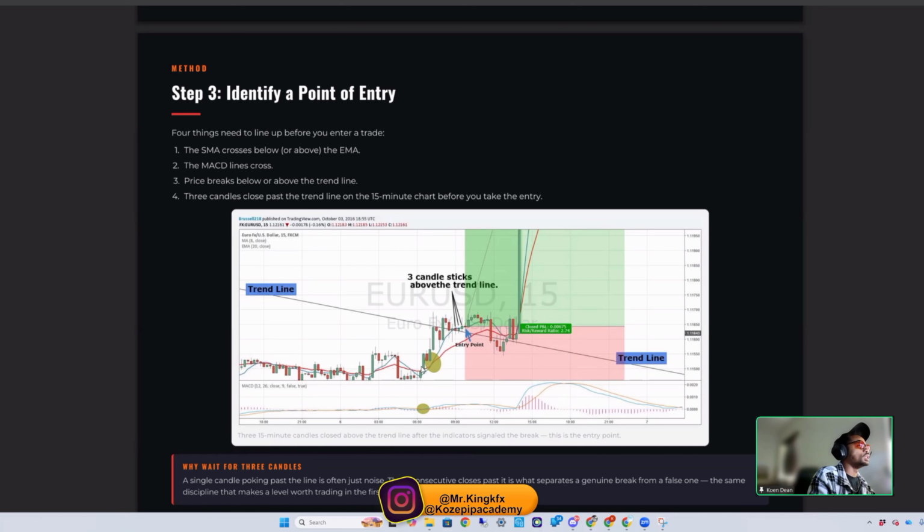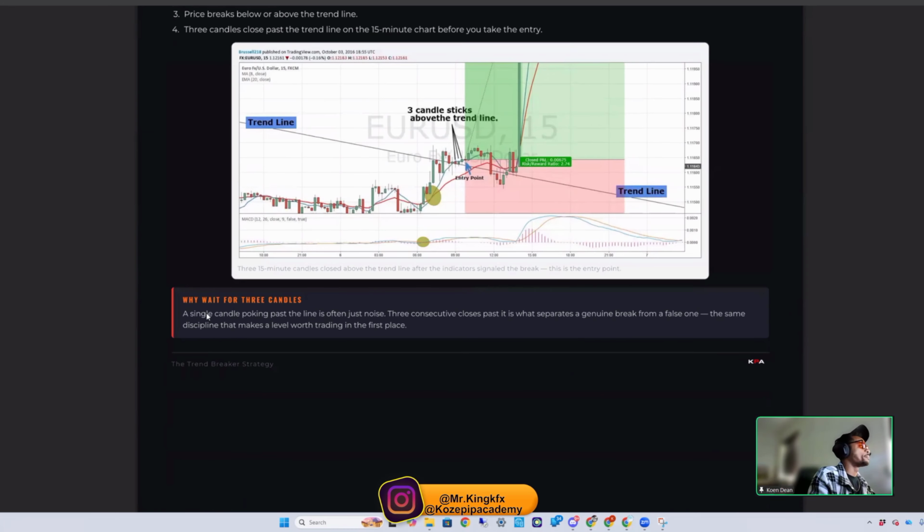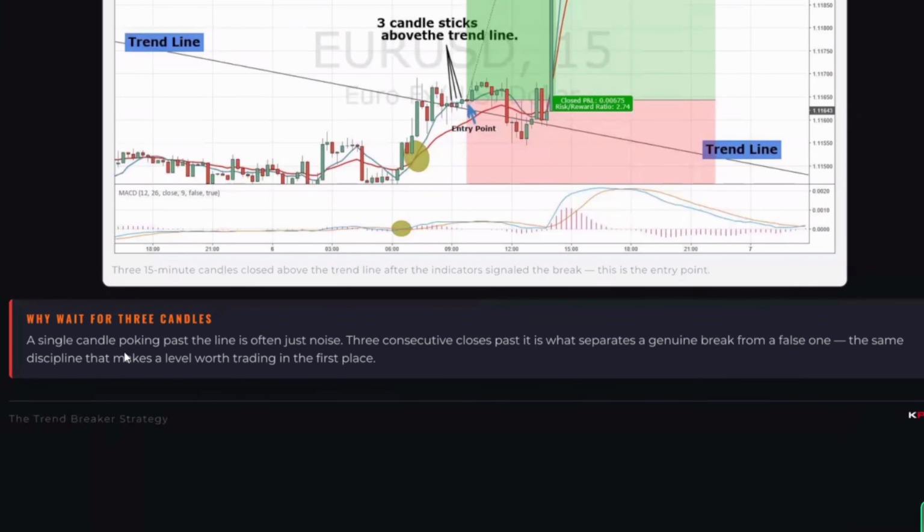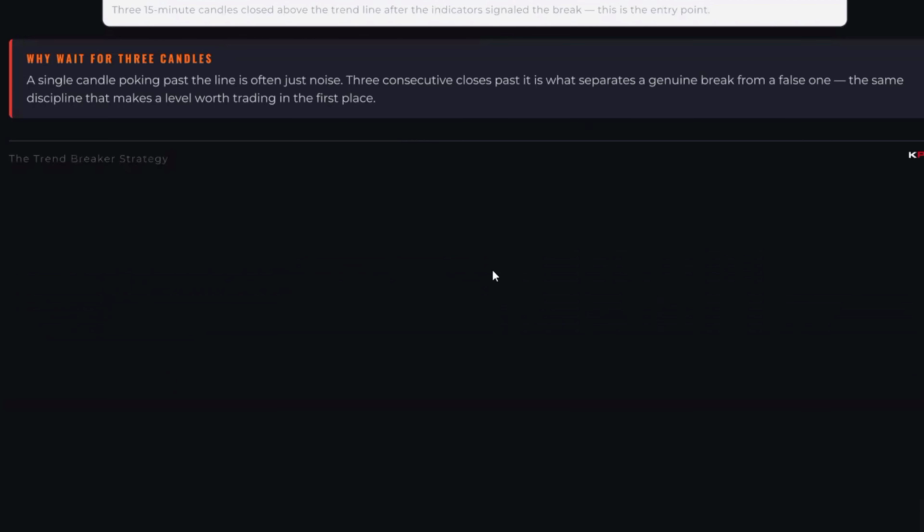In this case scenario, we need to be above because we're looking for a buy opportunity. And then we have our 3 candles close on the 15-minute, and that is our entry model, right? Why do we wait for 3 candles? A single candle poking past the line is often just noise. 3 consecutive closes past it is what separates a genuine break from a false one. The simple discipline that makes a level worth trading in the first place is the same discipline that makes a trade worth trading.